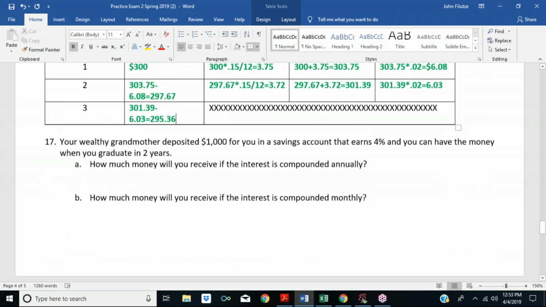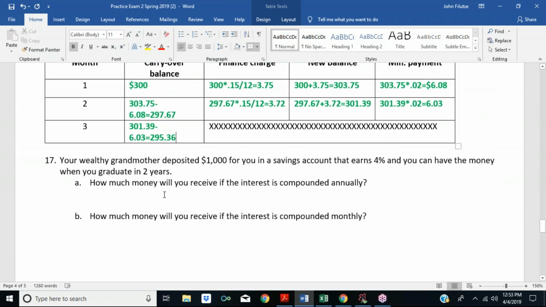All right, so I guess we have 4 problems left. See how fast we can do these and answer any questions that you have. So this one here, it says you have $1,000 invested. We want to know how much interest if it's compounded annually.